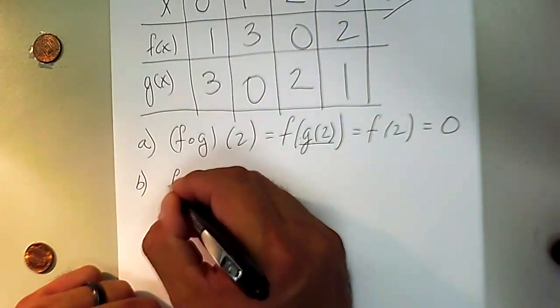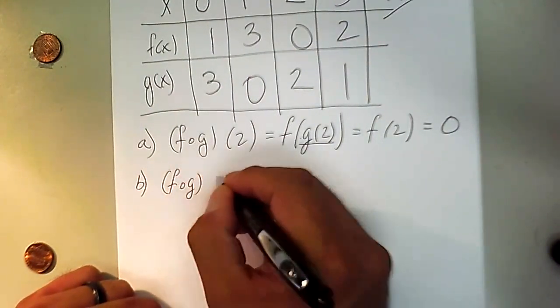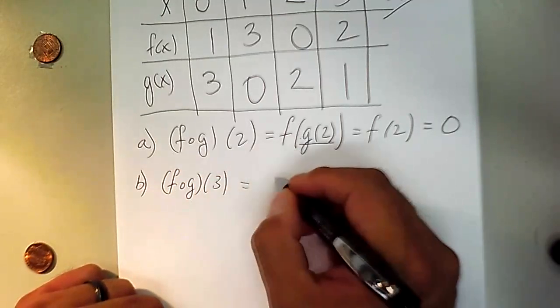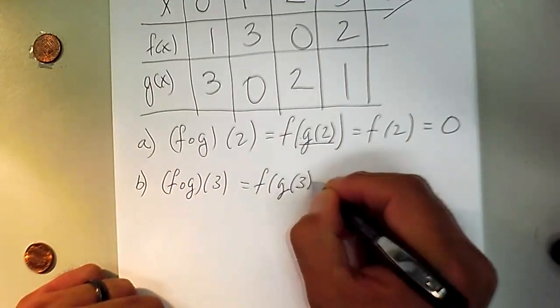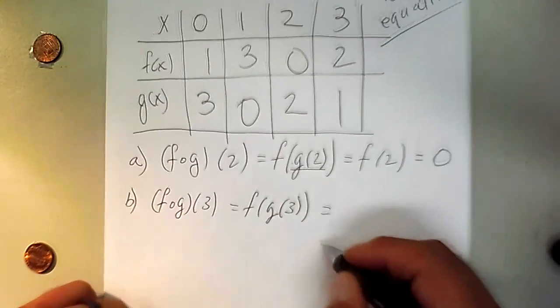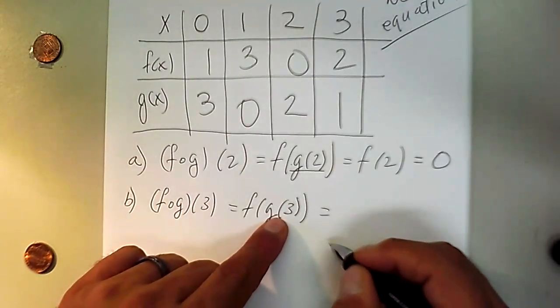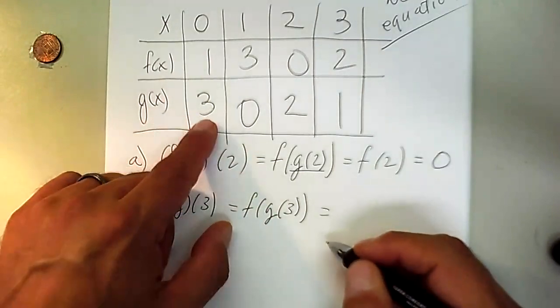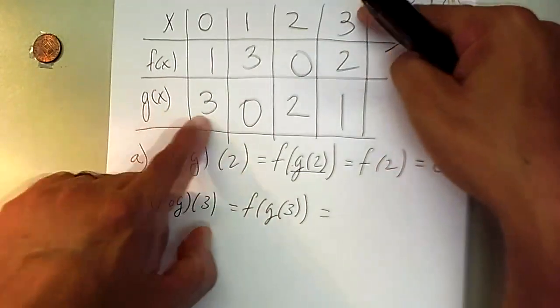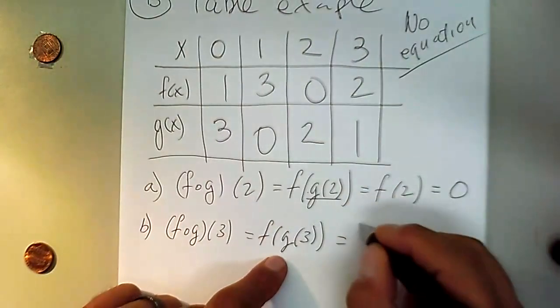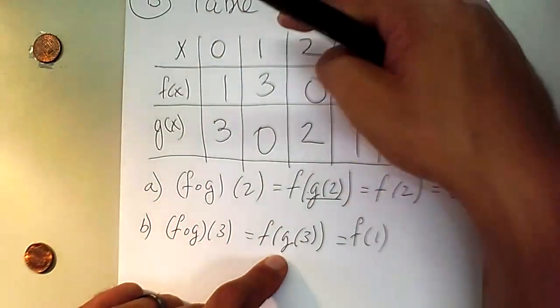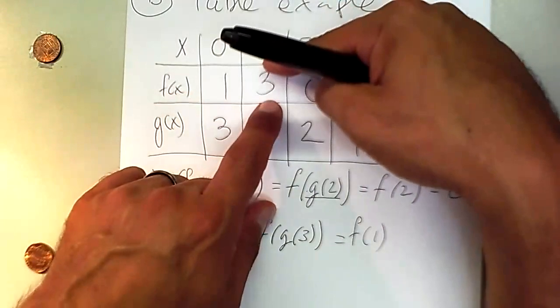B. F composed with G of 3. Okay, that would be F of G of 3. Okay, so first we look for G of 3. G of 3 is 1. So that is really F of 1, and then F of 1 is 3.